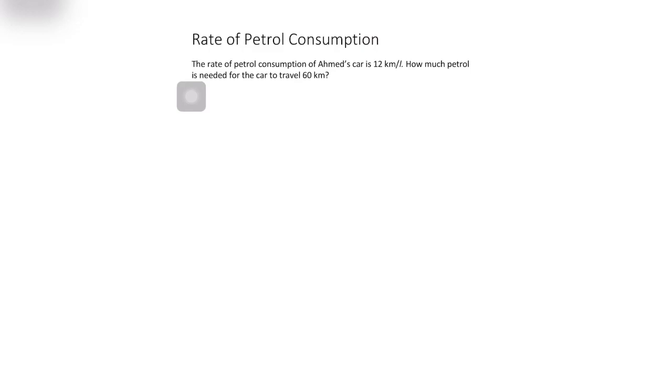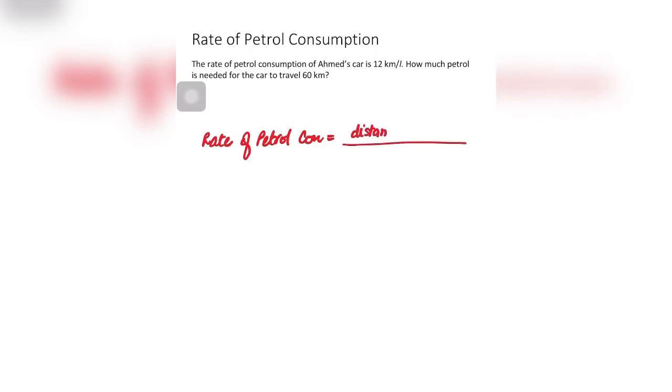What is basically rate? Rate is a ratio between any two quantities, and it describes how a quantity changes depending on one another. So let's discuss the formula of rate of petrol consumption. First of all, rate of petrol consumption is equal to distance traveled upon amount of petrol used.